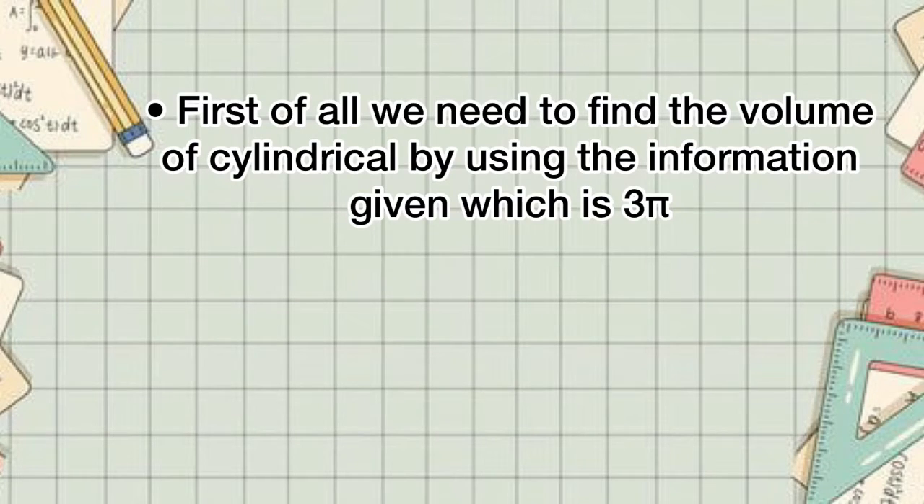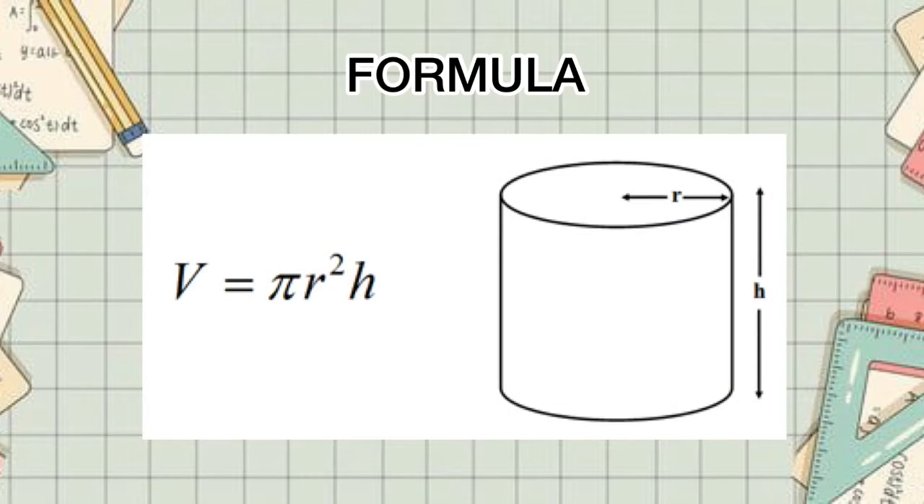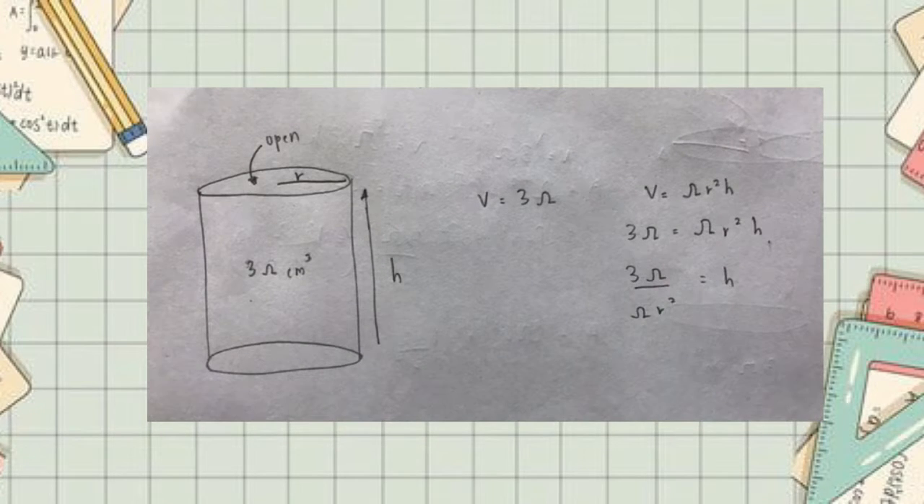First of all, we need to find the volume of the cylinder by using the information given, which is 3 pi. So we use the formula of cylinder volume, which is pi r squared h, and after substituting we find that h is 3 pi over pi r squared.